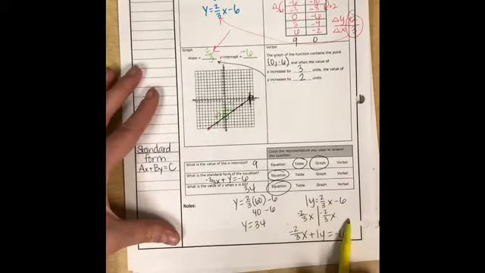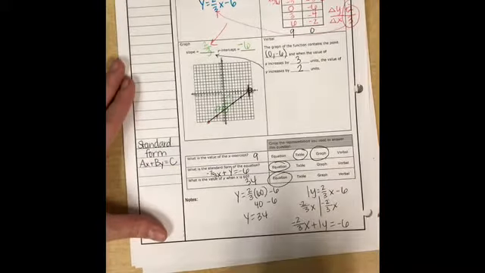Go ahead and summarize down here and add any questions that you're having here to go over tomorrow in class.